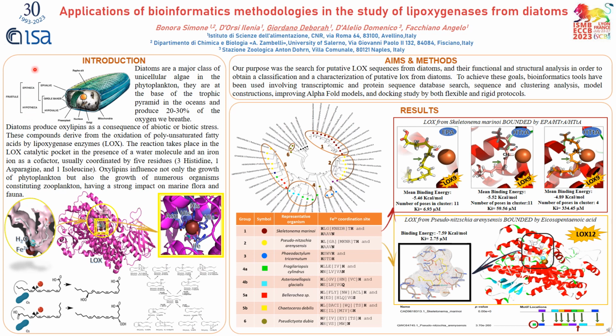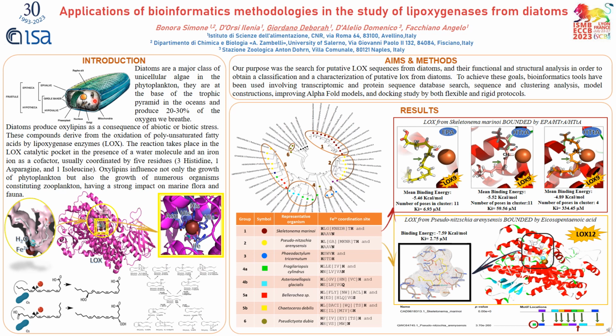Diatoms are a major class of unicellular algae in the phytoplankton. These organisms have a silicified cell wall composed of two overlapping halves, called epitheca and hypotheca. It is estimated that diatoms produce between 20 and 30% of the oxygen we breathe.